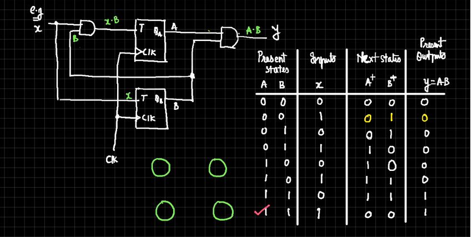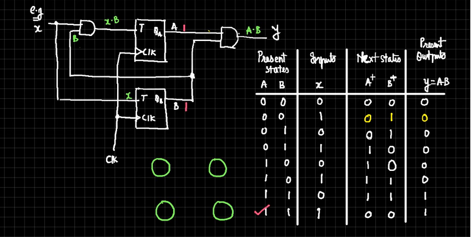What is the present state? 1 1. Let me write that 1 1 here. This is the present state. Present state in the sense what? When the clock is not arriving, when the circuit is in stable condition, that is what the present state is. Just before the positive edge of the clock arrives, what is the condition of these flip flops? It is 1 1. That is what we are analyzing.